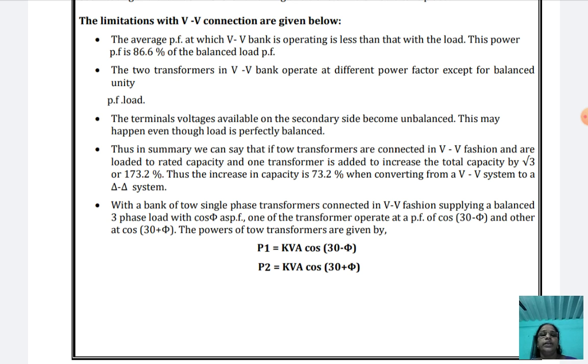So dear student, in this lecture video you have clearly understood the delta-star connection for vector groups, that is plus 30 degrees and minus 30 degrees of a three phase transformer. Next, the delta-zigzag connection and the star-zigzag connection for plus 30 degrees and minus 30 degrees phase shift, and then the open delta connection, the VV connection.